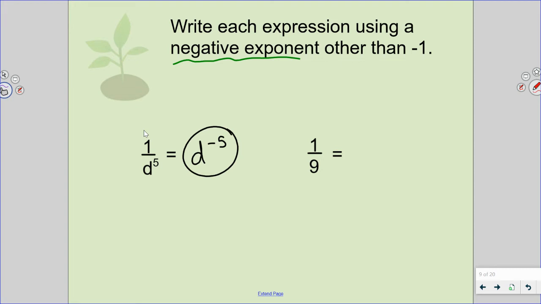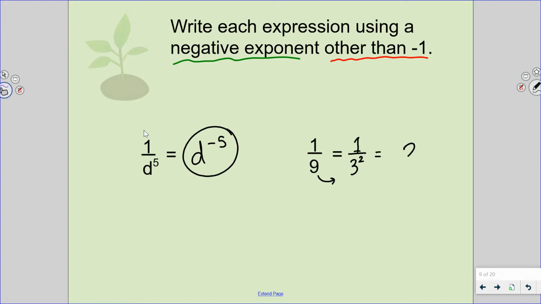You might be tempted to here simply write 9 to the -1st, but forgive me for not being a little more specific. Go back to the directions. Write each expression using a negative exponent other than -1. So the first thing I'm going to do, ladies and gents, is change 9 into power form. I know that 9 is the same as 3 to the 2nd power.